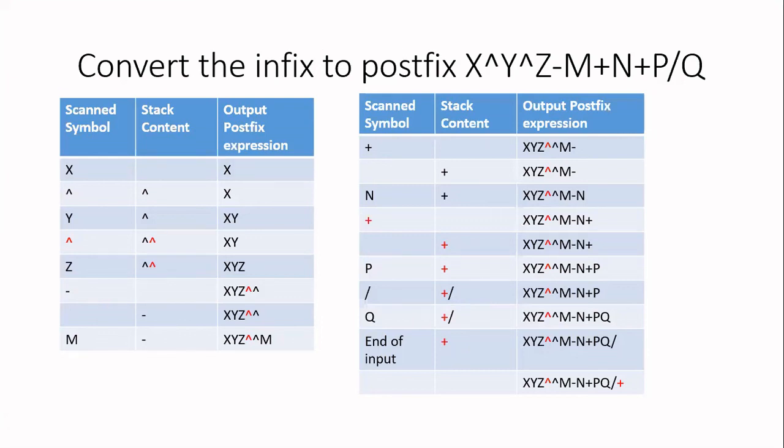whatever you are getting, that is plus, has lower precedence than minus. So you have to pop minus first. This plus cannot sit on the top of minus because the stack has more priority. So you pop that minus and write it at the output, then push plus on the stack because the stack currently doesn't have any content. So push it onto the stack. Next, scan N. It is an operand. Write it at the output.